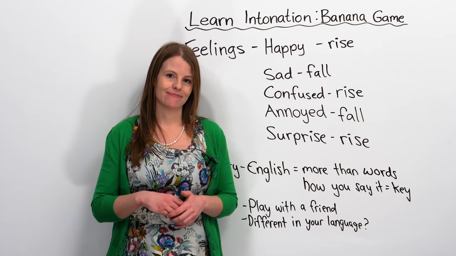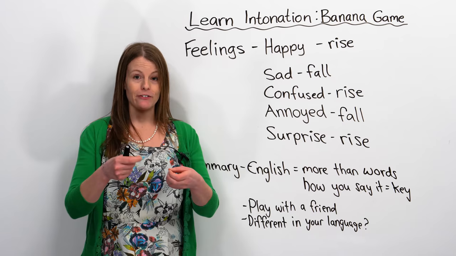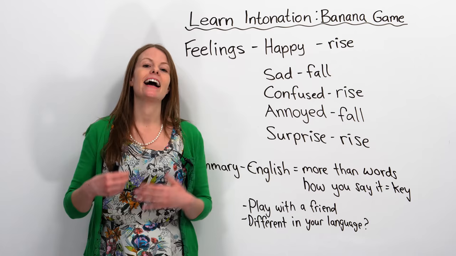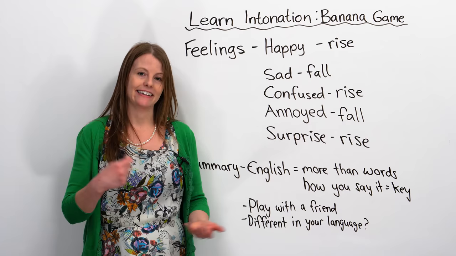I recommend doing this with a friend. And what you can do is you can write a bunch of words on a card or on different cards. Somebody takes a card, they read the words. So for example, I might say happy. And then they have to make the sentence using the word banana. And then their partner guesses what they're trying to say using intonation as the clue.